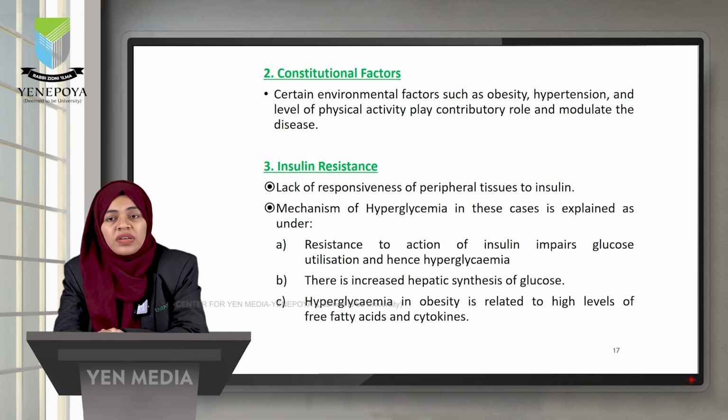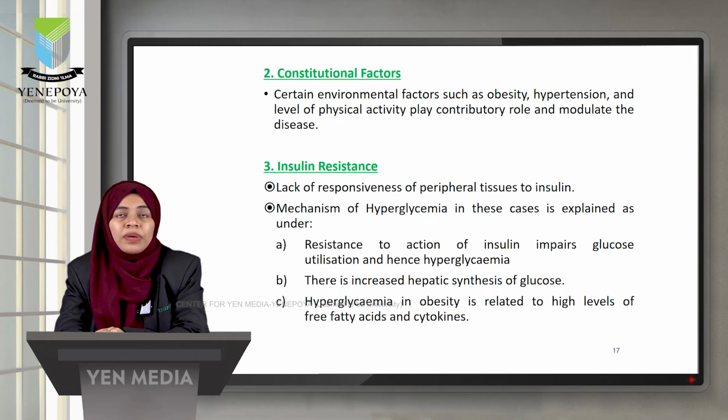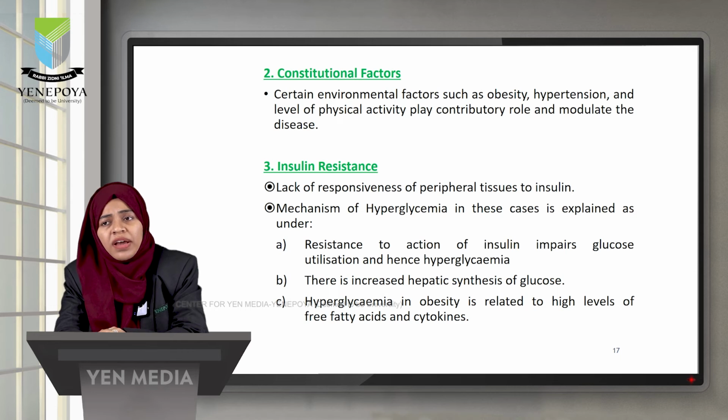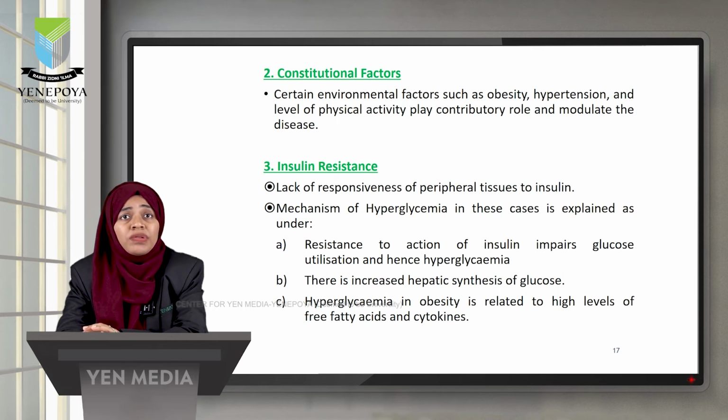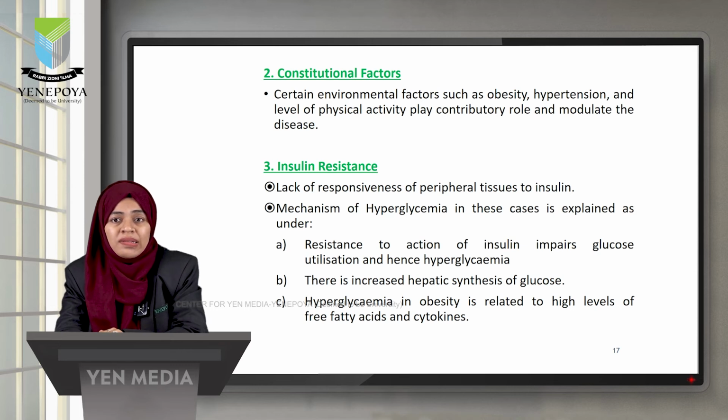The second factor in the pathogenesis of type 2 diabetes mellitus is constitutional factors. Certain environmental factors such as obesity, hypertension and the level of physical activity play a contributory role and modulate the disease. Lifestyle also causes type 2 diabetes mellitus.